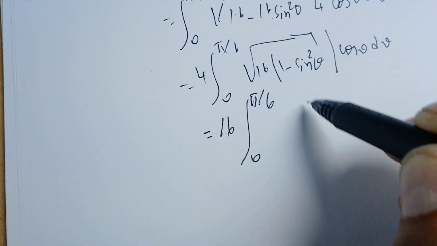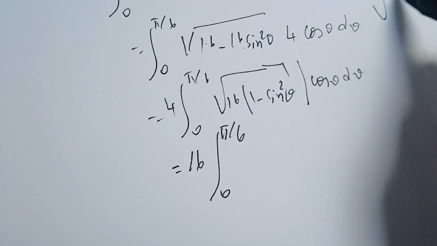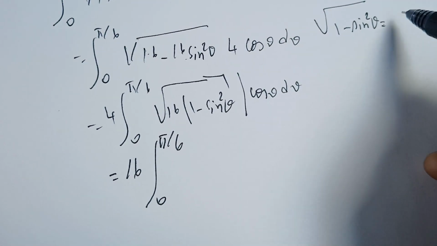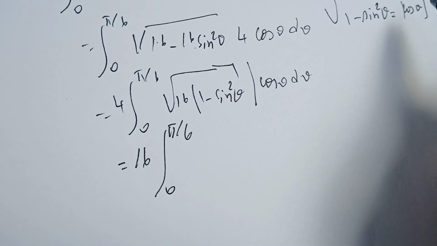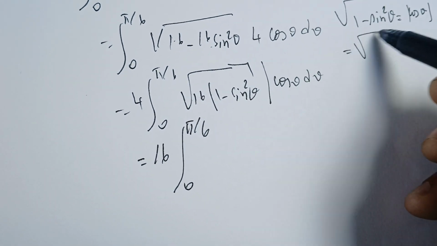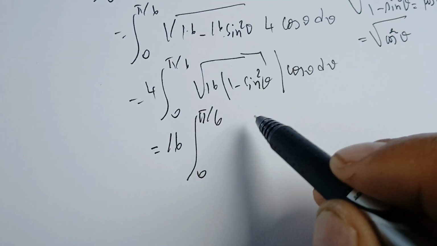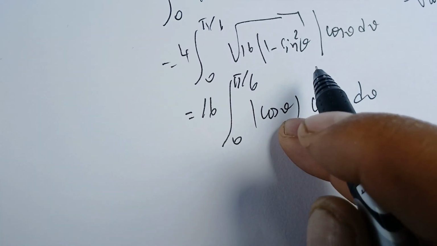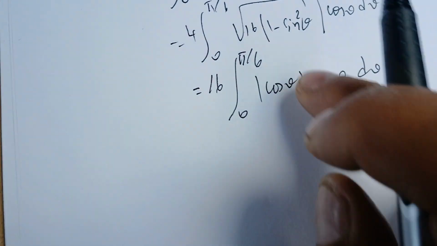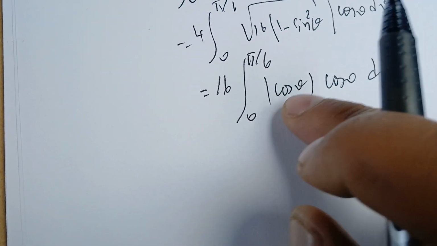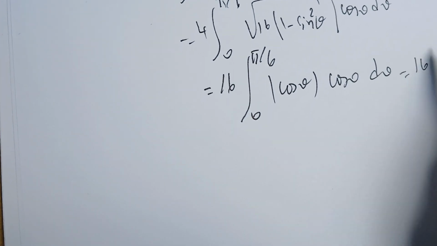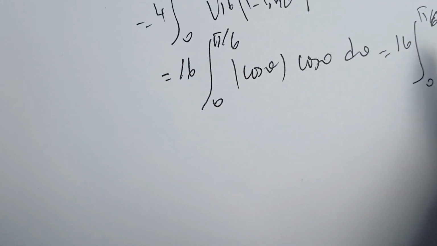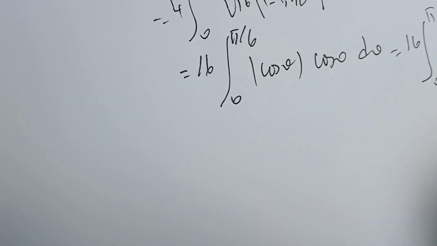From 0 to pi over 6, the square root of 1 minus sine squared of theta is the absolute value of cosine theta, because this is cosine squared of theta. So we have cosine theta in absolute value. But since we are between 0 and pi over 6, the cosine is positive. So we have 16 times the integral from 0 to pi over 6 of cosine squared of theta d theta.